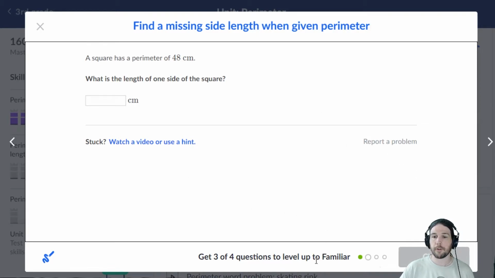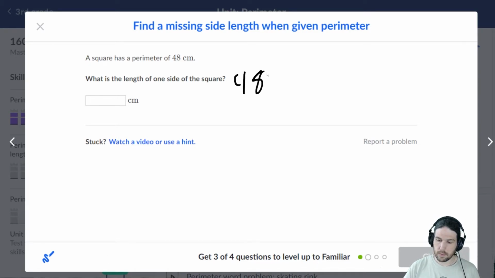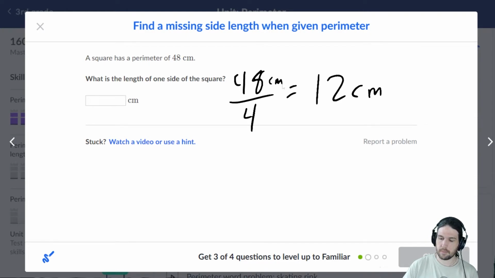A square has a perimeter of 48 centimeters. Again, we are expected to know, aha, a square has 4 sides. A square is a regular quadrilateral. So that 48 centimeters gets divided by 4 for the 4 sides, making each one 12 centimeters. Probably a better idea to keep your units. I often say in math that units don't matter, but they kind of do, so it's a good idea to have them. But I won't mark you down if you don't.